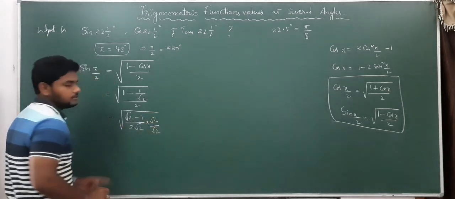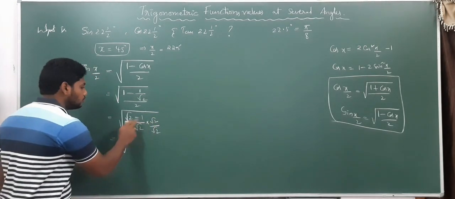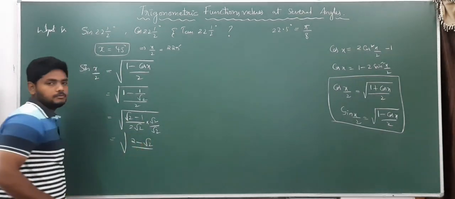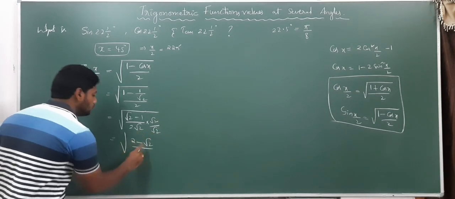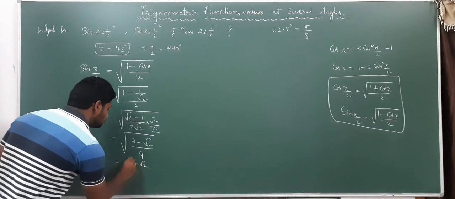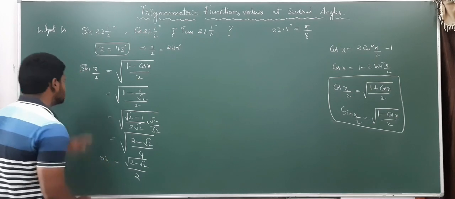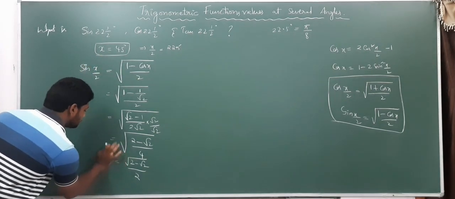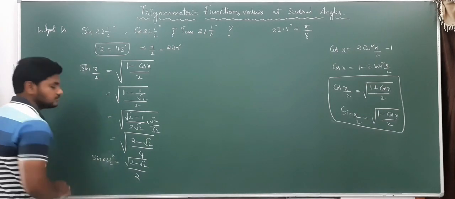This one you multiply and divide by root 2 by root 2 inside. So it will become square root of (root 2 into root 2, that is 2, minus root 2 into 1 is root 2) divided by 2 into root 2 into root 2, this will become 2, 2 into 2 it will become 4. So which is equal to square root of (2 minus root 2) by square root of 4, nothing but 2. So this is the value of sin x/2. x/2 is nothing but 22.5 degrees. So this is the value of sin 22.5 degrees.